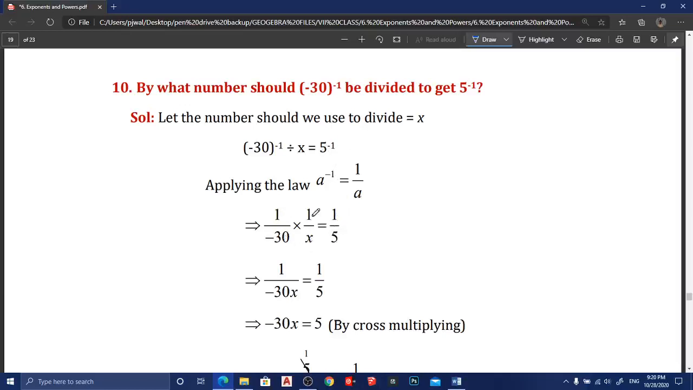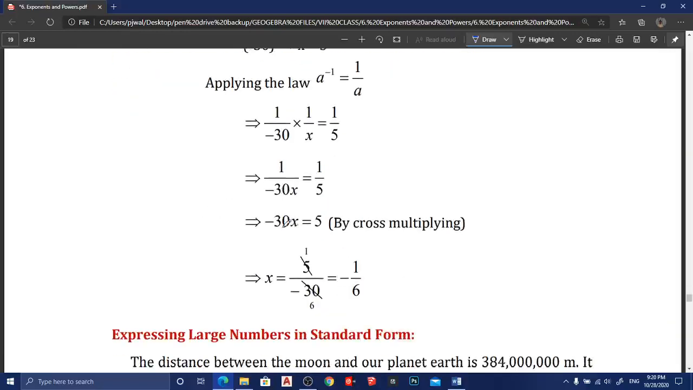Now multiply this. 1 1s are 1 by minus 30 into x is minus 30x, which is equal to 1 by 5. Cross multiply. Minus 30x into 1 is minus 30x, which is equal to 1 5 is 5. So send this minus 30 to the right side. This multiplication value will become division. 5 6s are 30, but it is minus, so you will get x equal to minus 1 by 6.